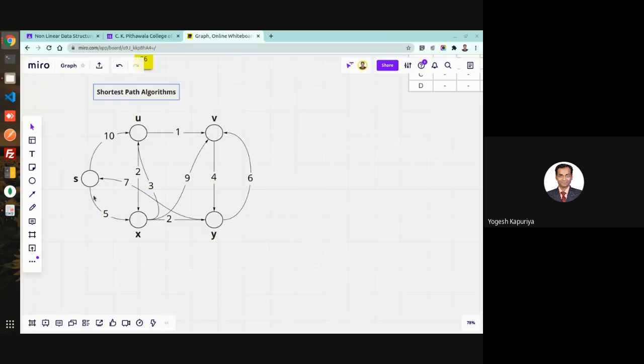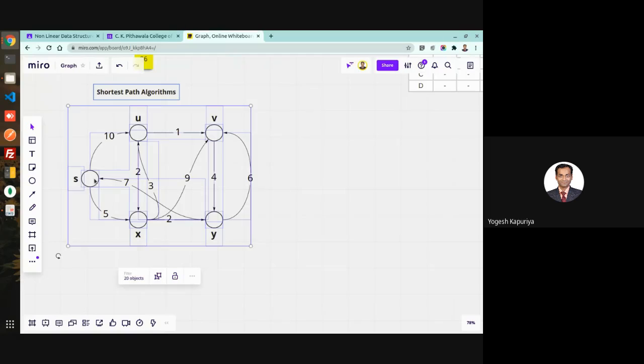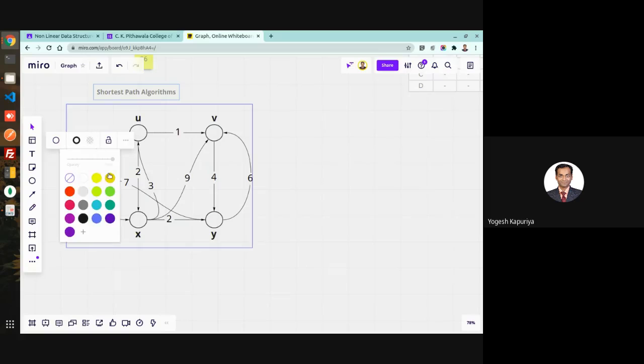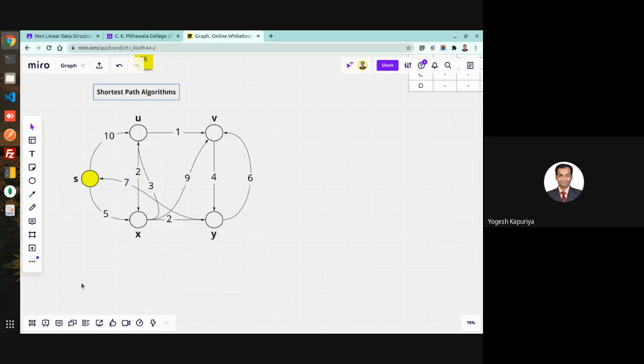There are different versions of it, such as single source shortest path, single destination shortest path, and there are many. But we are going to discuss the fundamental version, that is the single source shortest path. What it means is, you have been given a source vertex. So here, S is my source vertex, and I want to compute the shortest path from S to U, S to X, S to V, and S to Y. So how to do that?